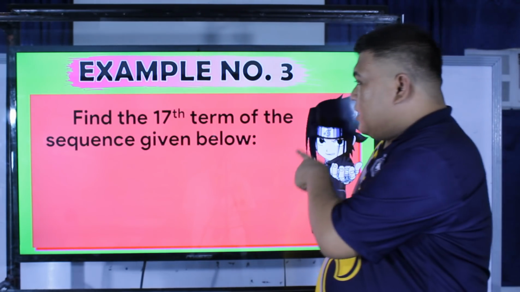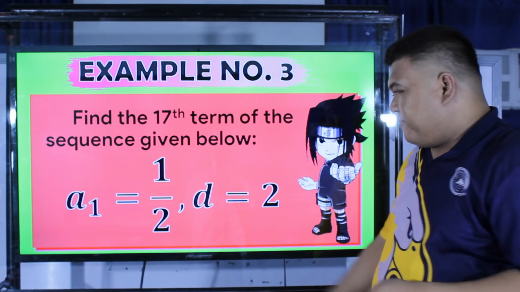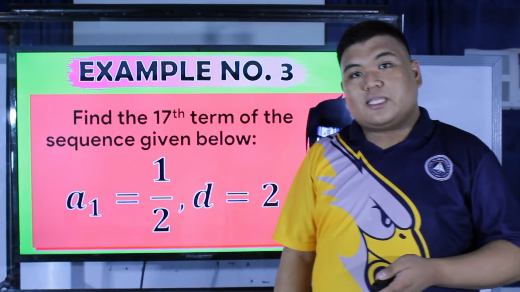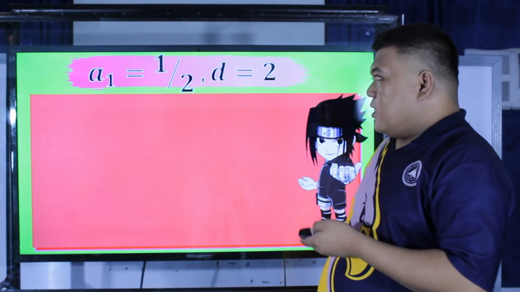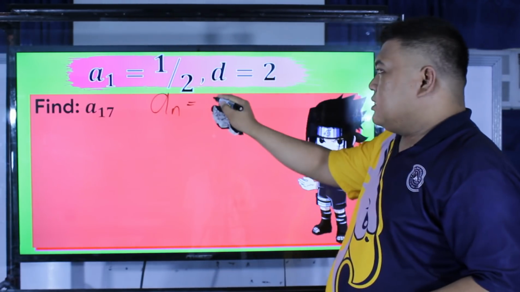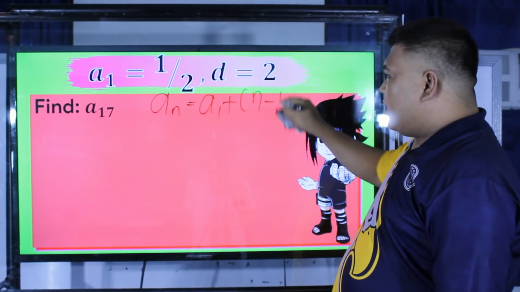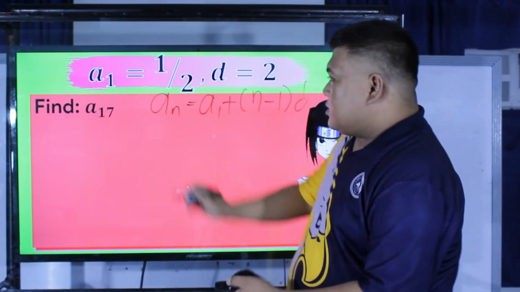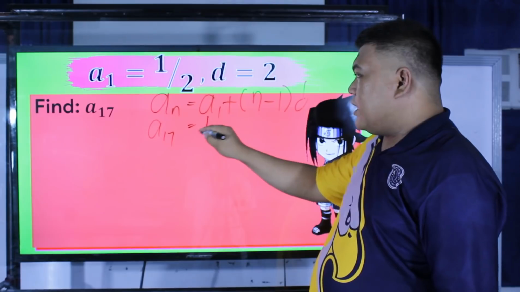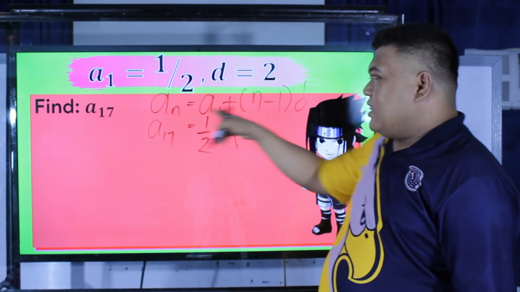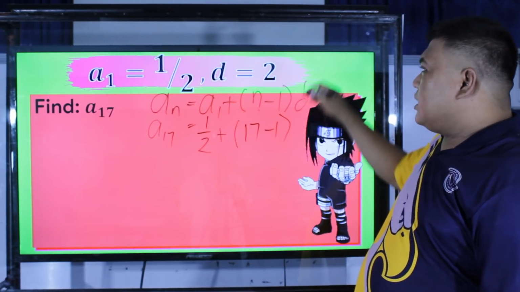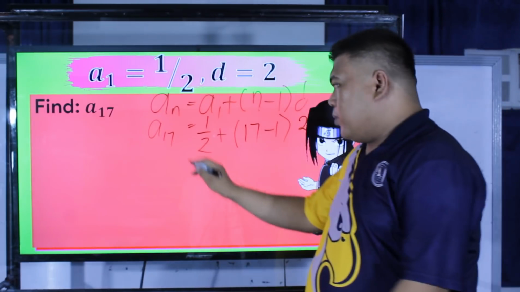We have the first term is 1/2 and the common difference is 2. And we need to find the 17th term of the sequence. So again, always start with the formula. We have a sub n equals a sub 1 plus n minus 1 times d. So we are looking for a sub 17 equals the first term given, 1/2, plus n, which is 17 because we are looking for the 17th term, minus 1, times the common difference of 2.